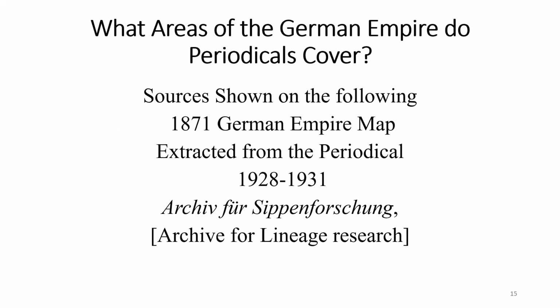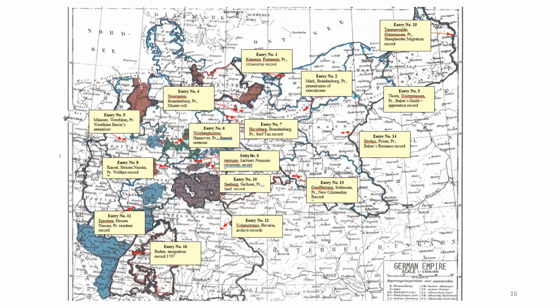Sources are shown on the following 1871 German Empire map, extracted from the periodical for the years 1928 through 1931, from the periodical called the Archiv für Sippenforschung, or Archives for Family Research. The following articles were found in the following areas of the German Empire. This map shows the areas of the German Empire where 16 articles have been published from this one periodical. They cover from the north to the south and from the east to the west of the German Empire.